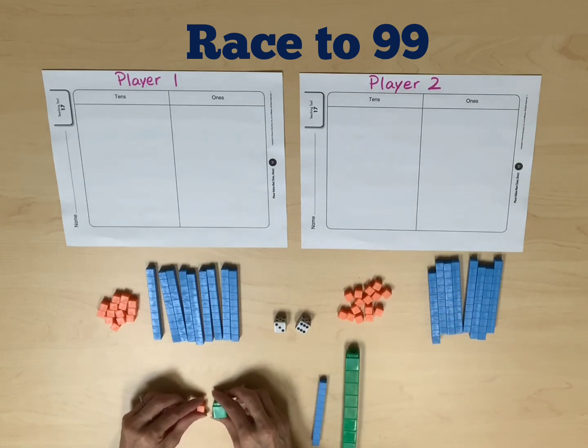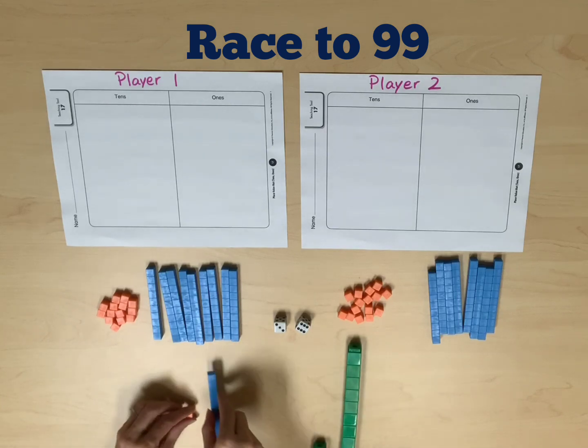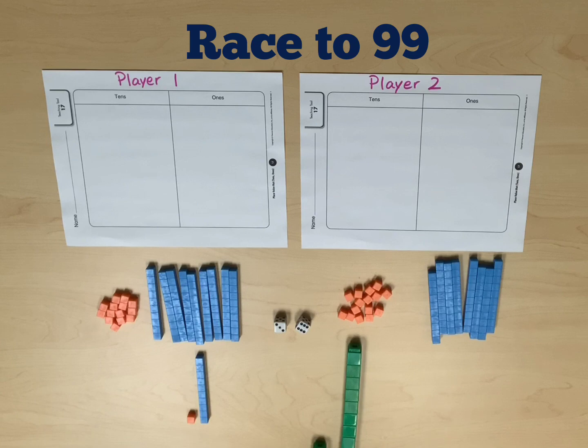A question you can ask is, how is a place value unit similar to a Unifix cube? How are they different? How is a 10 long similar to a tower of 10 Unifix cubes? How are they different? You can also ask, what is the relationship between the 1s and the 10s?